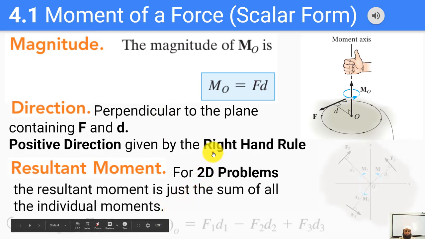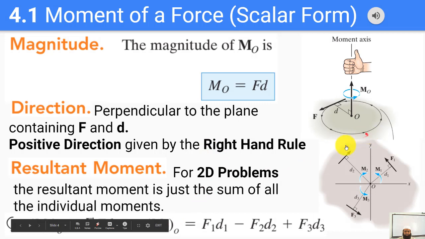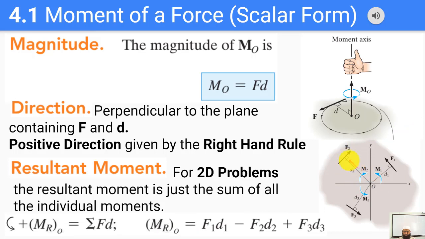And so in the 2 dimensions case, we simply use the fact that counterclockwise moments are positive and clockwise moments are negative. Here we can see that we have 3 forces, and each of the forces is producing a moment around this point O.